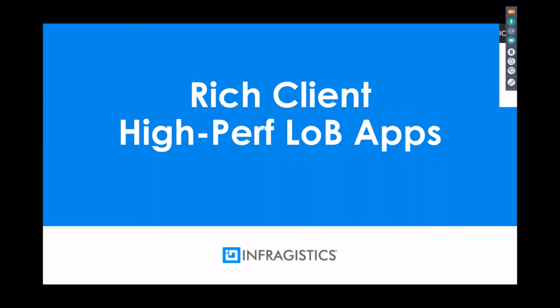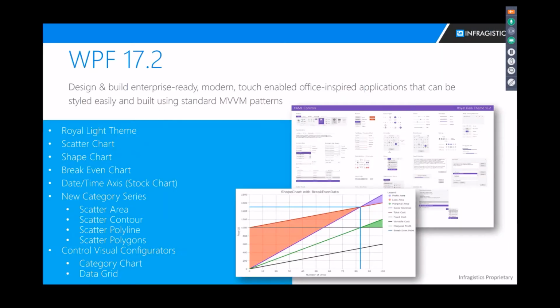So let's go into some of the more details on the new features here for WPF. As I mentioned in the previous slide, we added a new theme. Earlier this year, we shipped Royal Dark, or actually we started to ship it last year, and we added some more features this year in the Royal Dark theme, which ends up being a really popular theme for WPF.